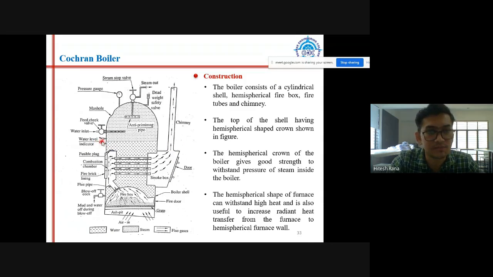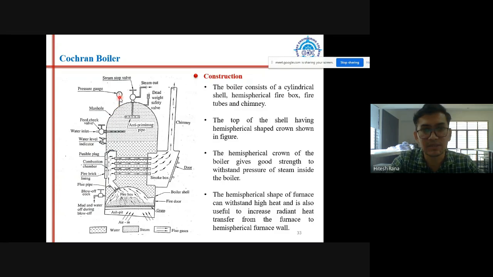Then a water level indicator is attached to the boiler shell. The water level indicator will indicate the level of water inside the boiler. Then a feed check valve is provided on the shell to supply the water inside the boiler. Then a manhole is provided over here to carry out the maintenance work.